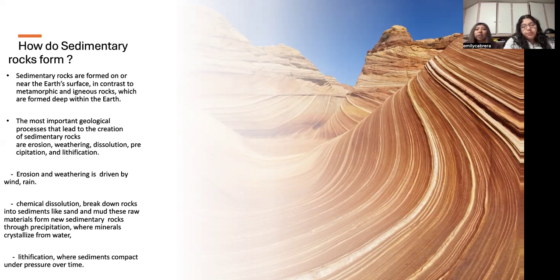Erosion and weathering are driven by both wind and rain. Chemical dissolution breaks down rocks into sediments like sand and mud. These raw materials form new sedimentary rocks through precipitation, where minerals crystallize from water. And lithification is where sediments compact under pressure over time.